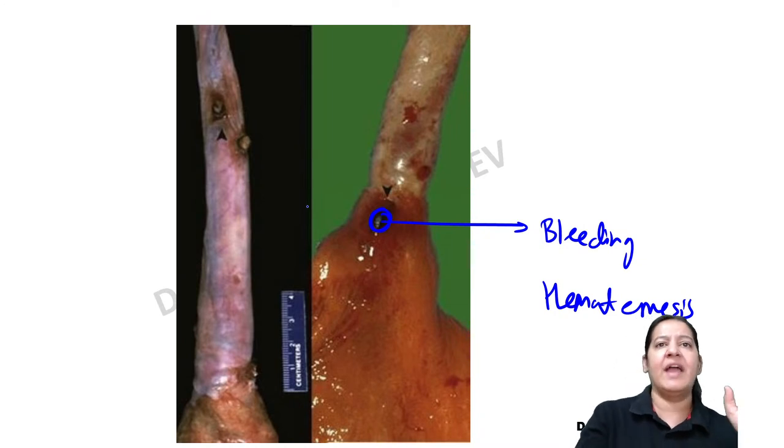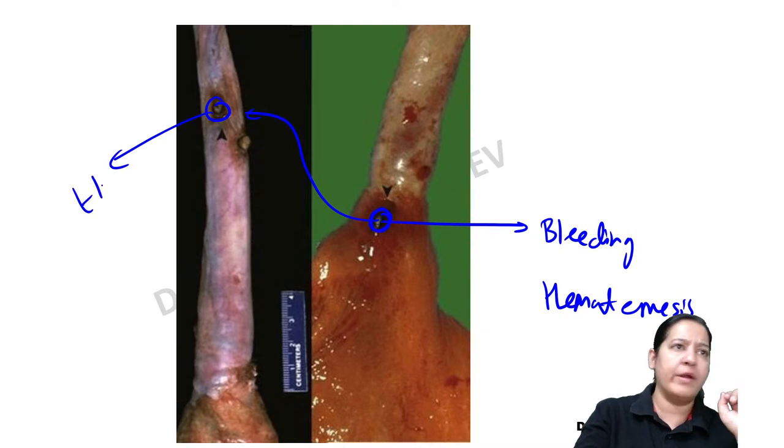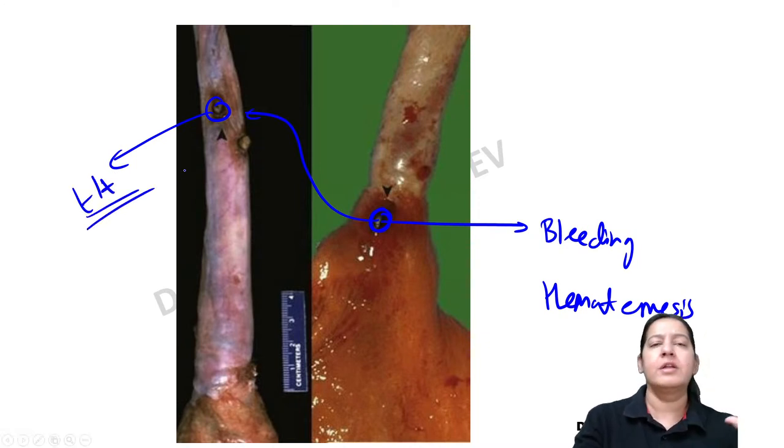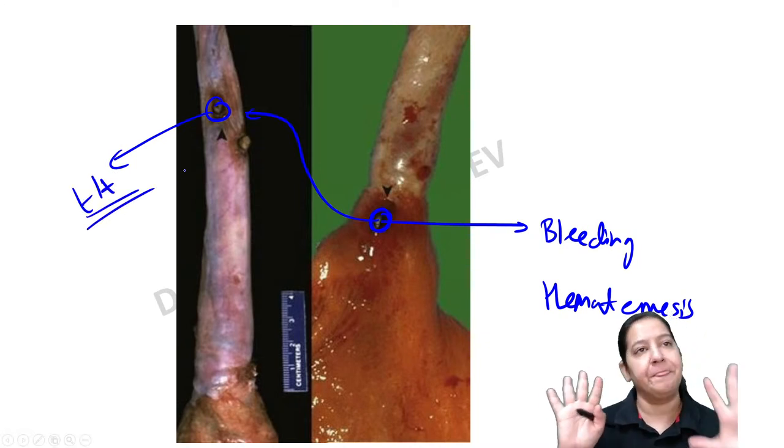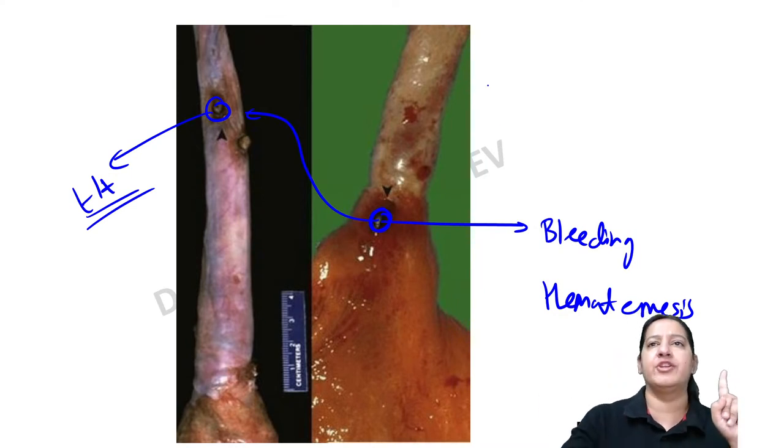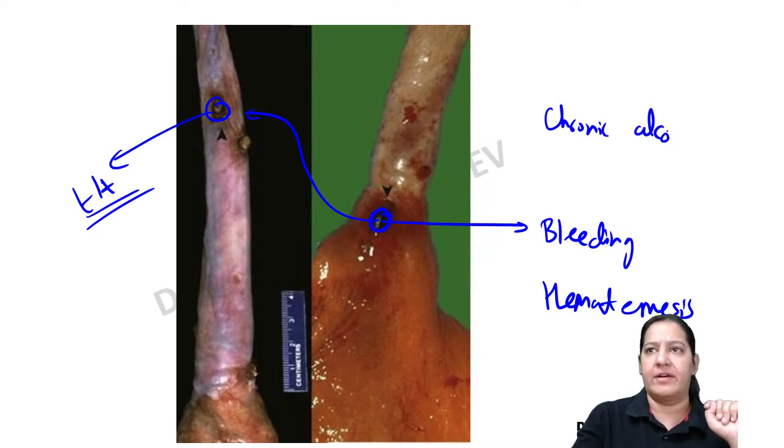In the second diagram, the same patient is treated. This is the treated, already treated. Now it is not bleeding. Now you identify what is the pathology. The first clue given in the question is that the patient is a chronic alcoholic drinker, right? So it is a big clue given in the question.